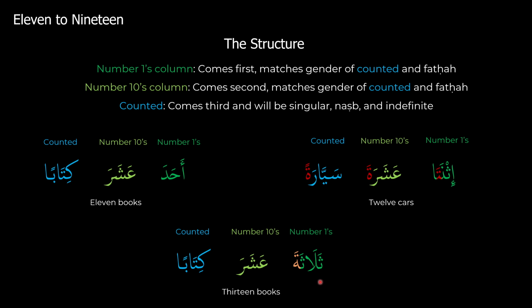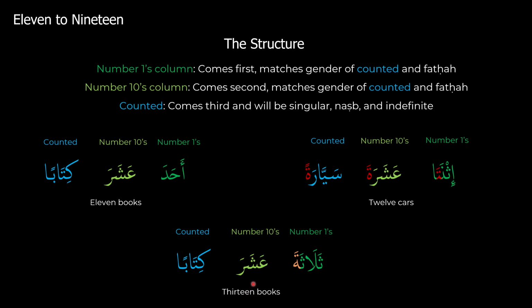And so here we have ثلاثة عشر كتابا, which is 13 books. So ثلاثة is 3, and it's going to match the counted in gender. So this is masculine, so this is also masculine, and it has a fatha ending. And then ashara is the number in the tens column, so 10. And again, it's just going to match the counted, so masculine. And then kitaban is going to be nasb, singular, and indefinite. And so this is going to be 13 books.